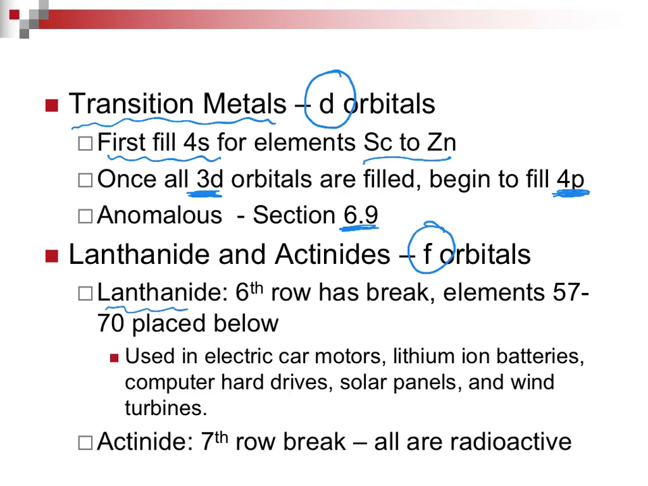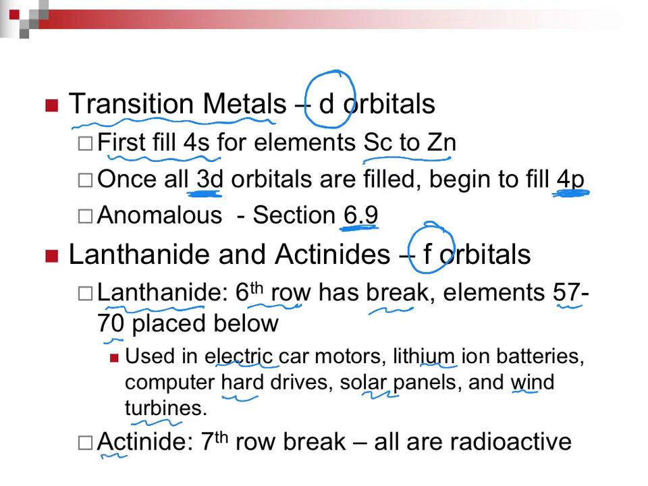The lanthanides, when you look at the 6th row, you're going to say, well, there's a break. And that's the elements 57 to 70, and they're placed below. They are a very valued commodity. I have one more slide at the end because I knew, reading the Wall Street Journal, how prices of these things vary, countries fight over who has what. So I thought it would be a good idea to mention that these are used in many places: electric cars, lithium-ion batteries, computer hard drives, solar panels, wind turbines. So again, some reality to this course.